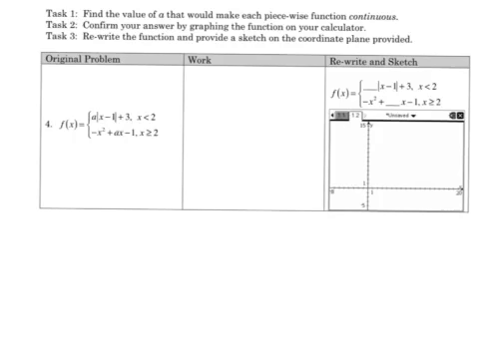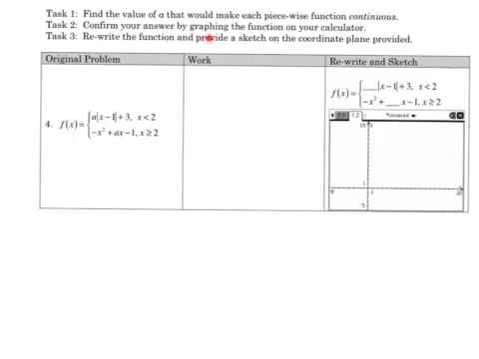So our first task here is to find the value of a that would make each piecewise function continuous. Basically, our task is to find what constant a in the top and bottom function would make these 2 functions meet at x equals 2.